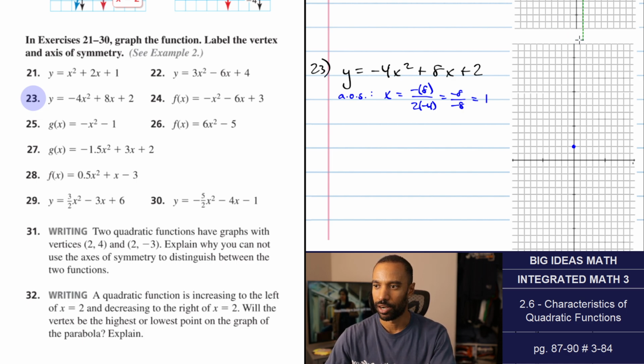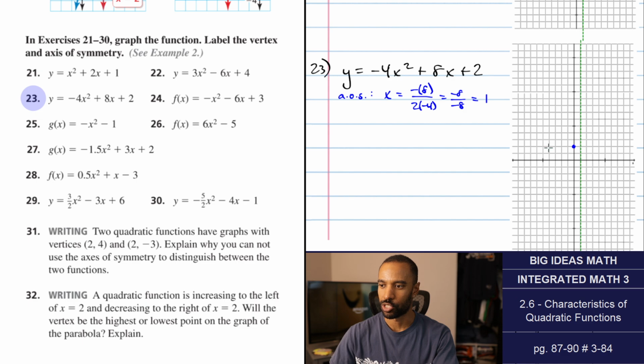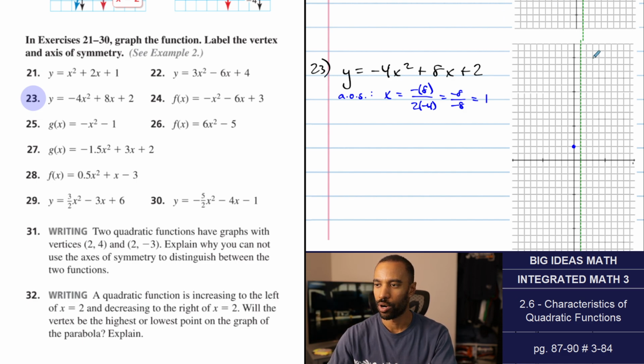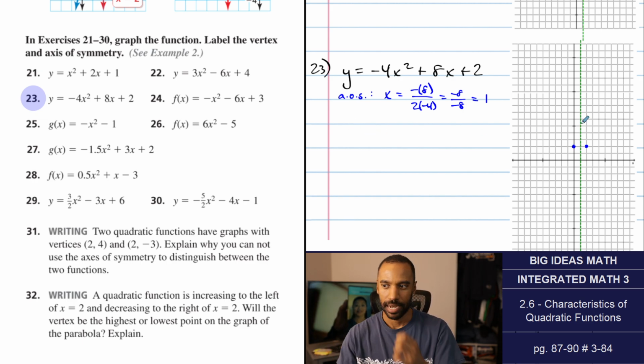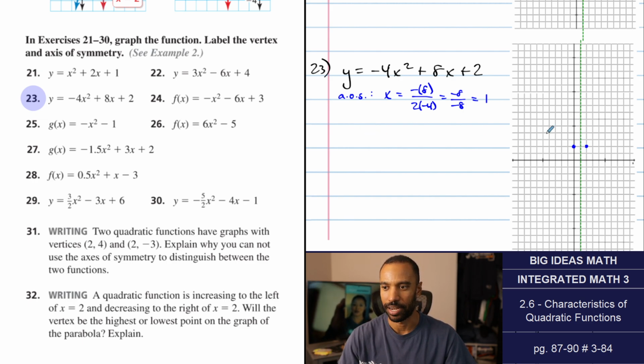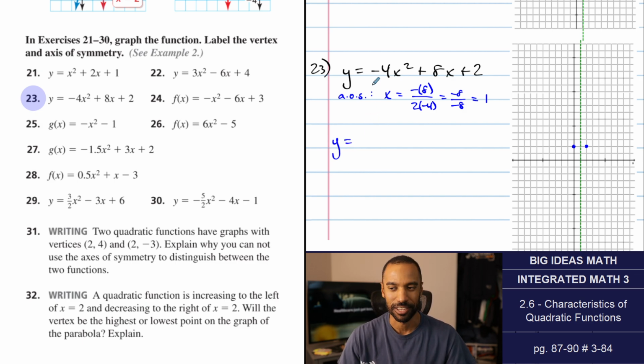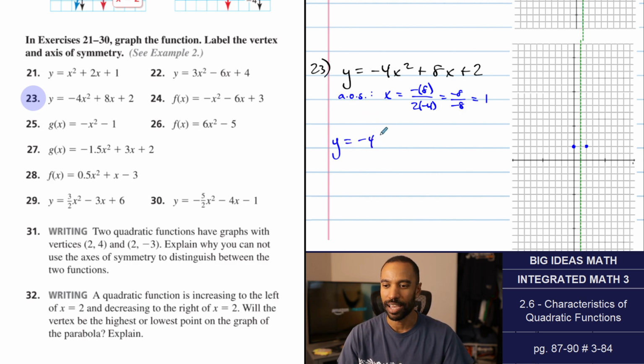So it's going to be right here. That means that this y-intercept is 1 away from there. So a corresponding point is also 1 away from there at the same height. So maybe you start with that. Now my vertex is somewhere on this line. I got to substitute 1 for x. I don't want to sound sarcastic, but I got to substitute 1 for x to find this thing.